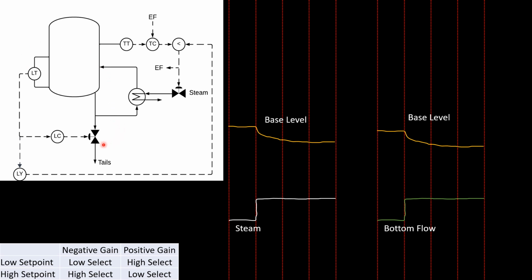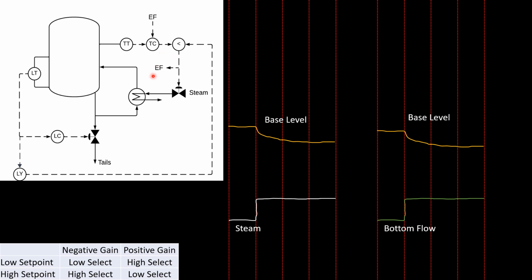In circumstances where, even if this tails flow is fully shut, our base level gets too low, we're going to need some sort of function or controller to cut back on steam. Since if we increase steam, we decrease base level, we need a low level override controller, a low set point override controller. We need a low select function block, as we can see here.